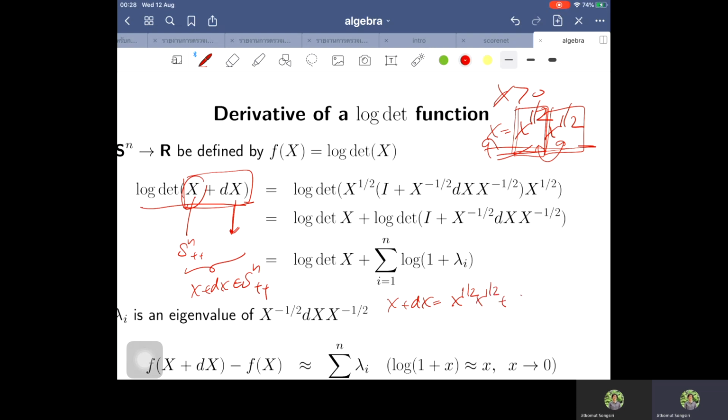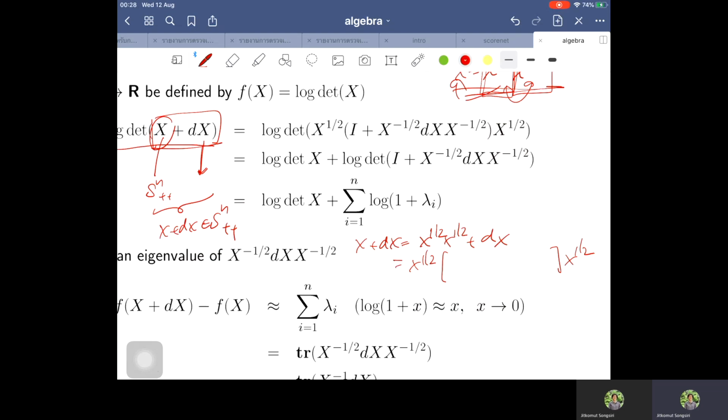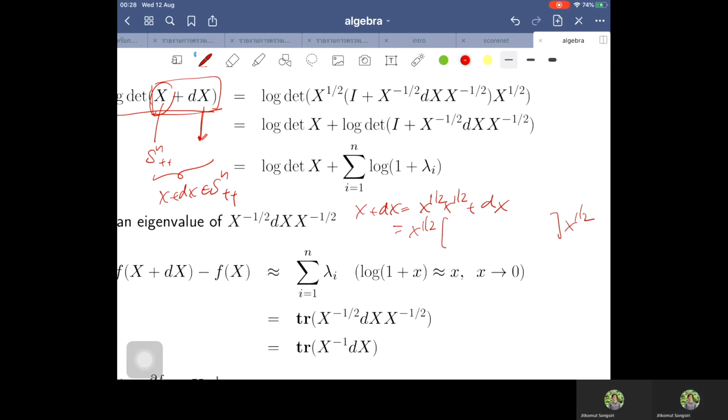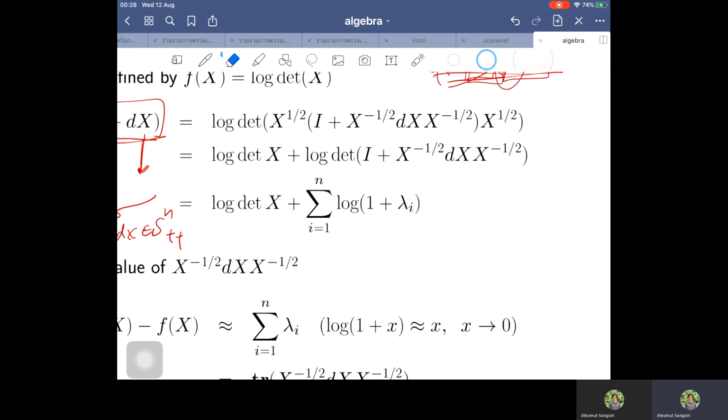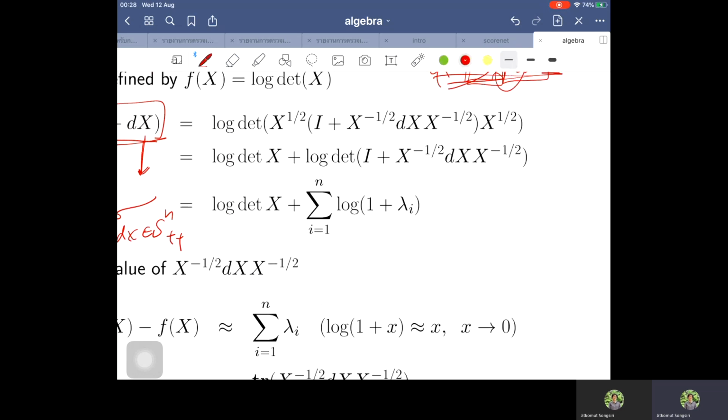Okay, and then I factor out x^(1/2). Here is going to be I, and here is going to be the inverse. Now, next, in the second line, it appears like three terms multiplied together.